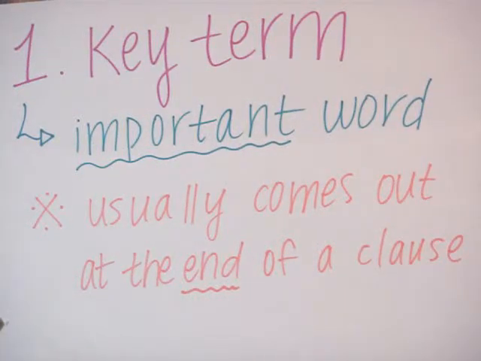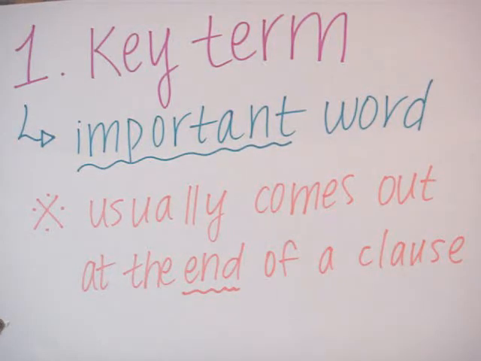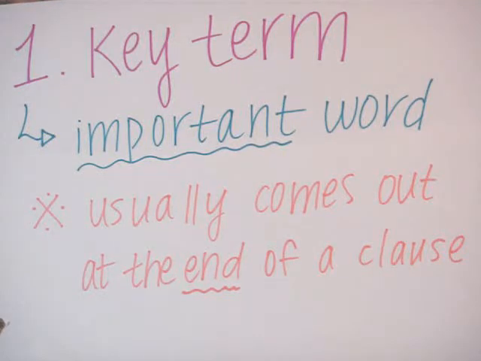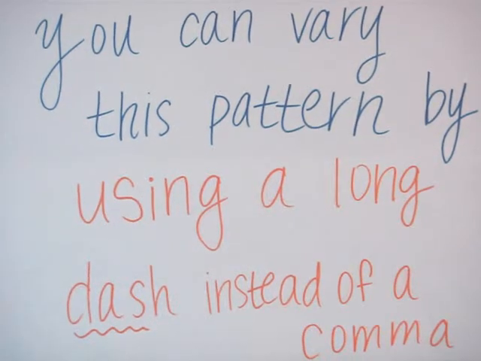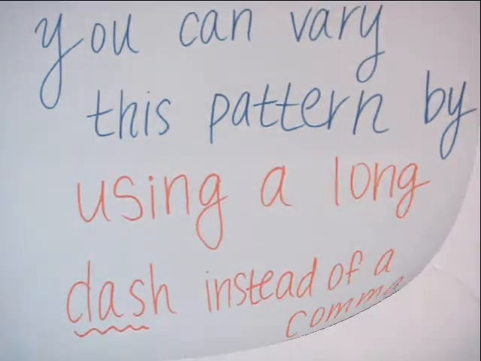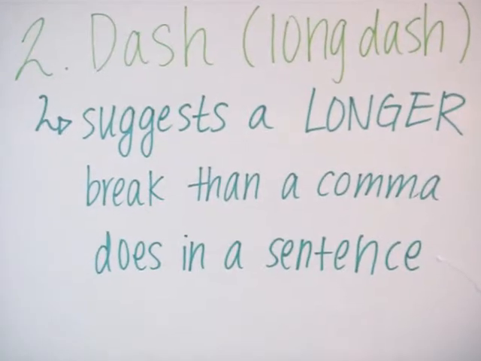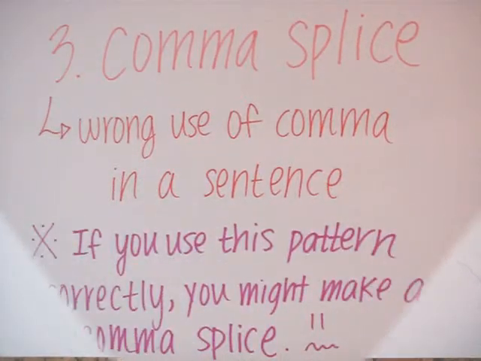Before I explain further, let's go over some keywords that might help your understanding. First, let's define key term. A key term is an important word that usually comes at the end of the clause. Secondly, you could vary this pattern by using a long dash instead of a comma. A long dash suggests a longer break than a comma does in a sentence.